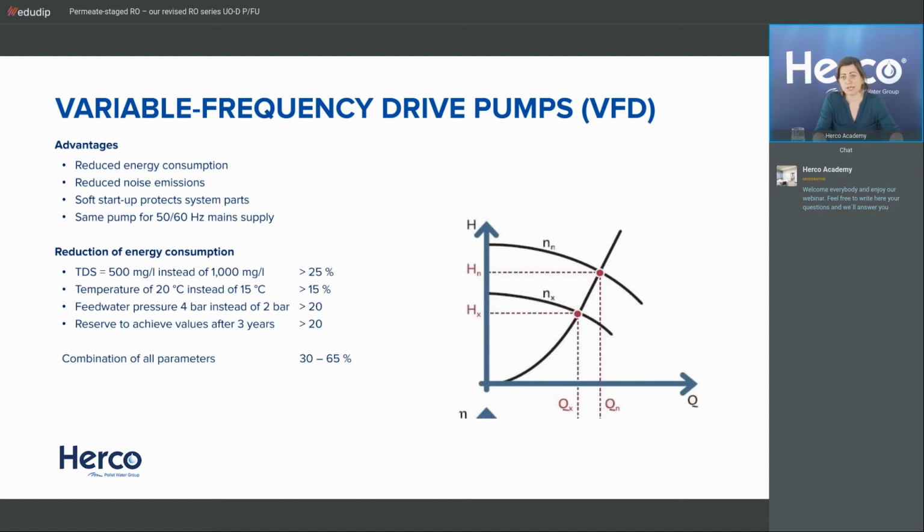Here are just a few examples. I showed that also in the last webinar with the brackish water units. Energy consumption can be reduced quite impressively with a variable frequency drive. So if you have a higher temperature or you have a lower TDS than what is expected or what is the operation, the design point, you can already really save a lot of energy. If you have more feed water pressure than what we specify as the minimum, you also save energy. I see there's some percentage values missing here.